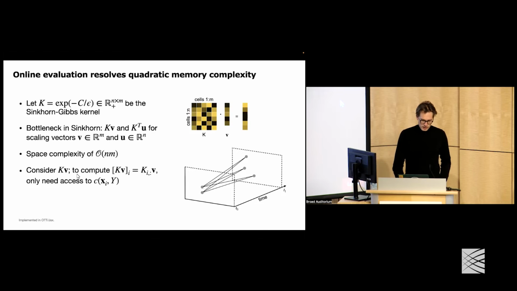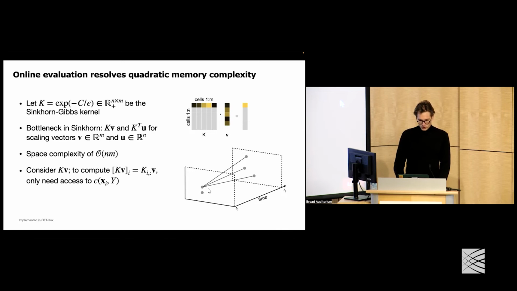However, if you think about it, if we're just interested in computing one element in this output vector at a time, say the first one, all we need to have access to is one corresponding row in this kernel matrix here that we have to multiply with the vector V.